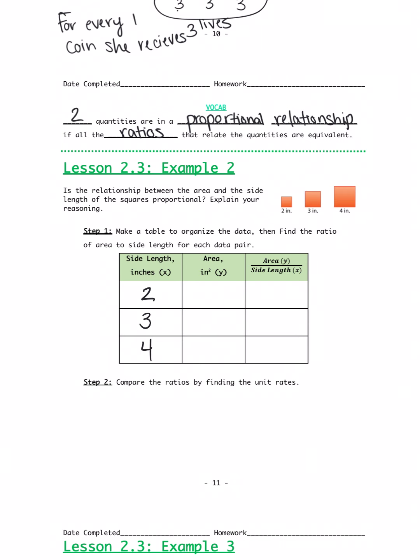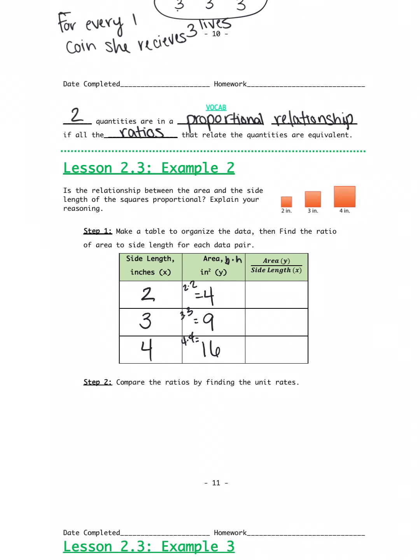To figure out the area, we're going to take our base times our height. Well, our base is 2 and our height is 2, so it's 2 times 2, which gives us 4, 3 times 3, which gives us 9, and 4 times 4, which gives us 16. And if you missed that, that's 2 times 2, 3 times 3, and 4 times 4. And that's how we got our answers.